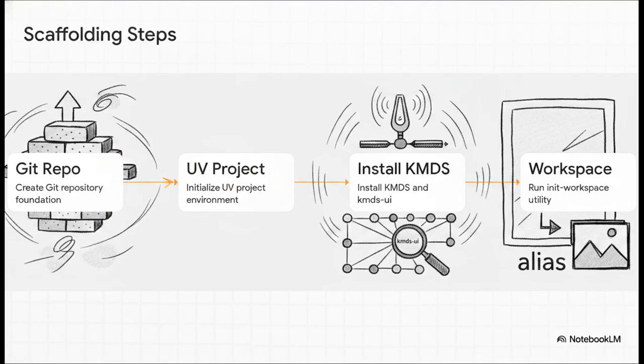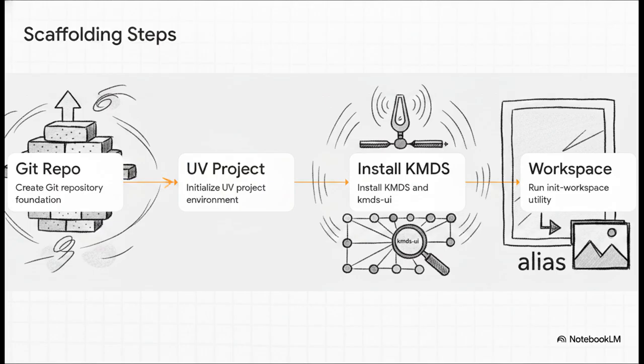Here are the first 4 steps of our assembly line, and honestly, watch how fast this scaffolding goes up. Step 1 is simply setting up a new Git repository. That's the bedrock of our whole project. Step 2, we initialize a UV project. And if you're using UV, you know it's an incredibly fast Python package manager, so our environment gets tuned up right away.